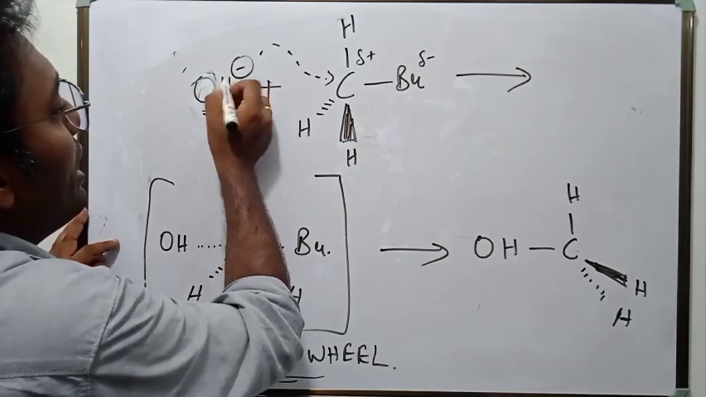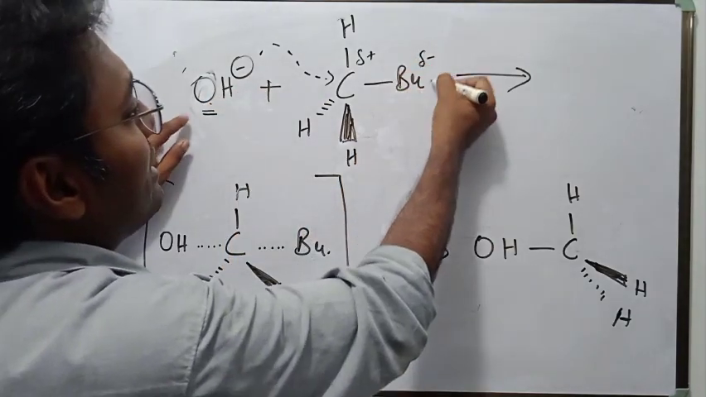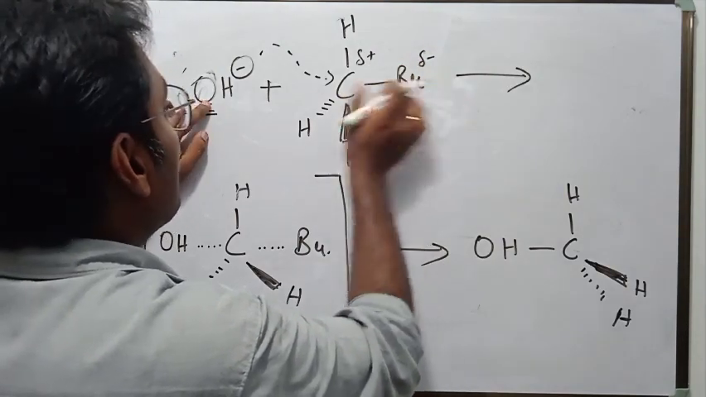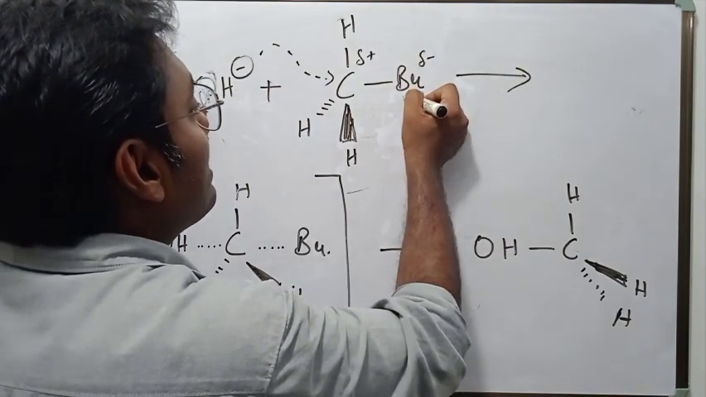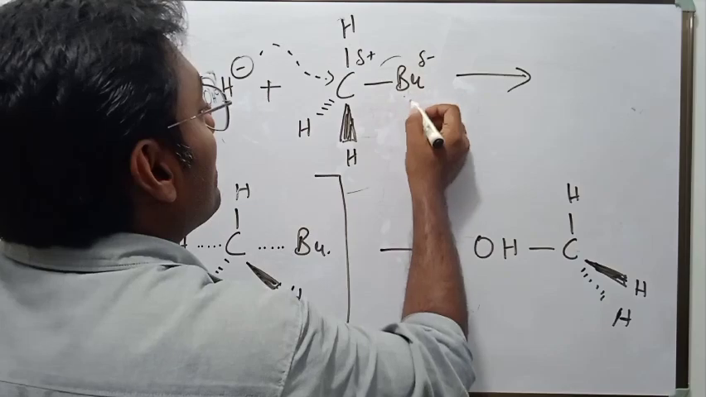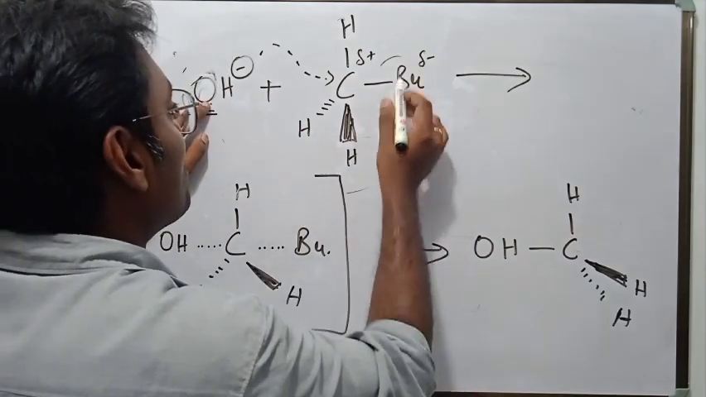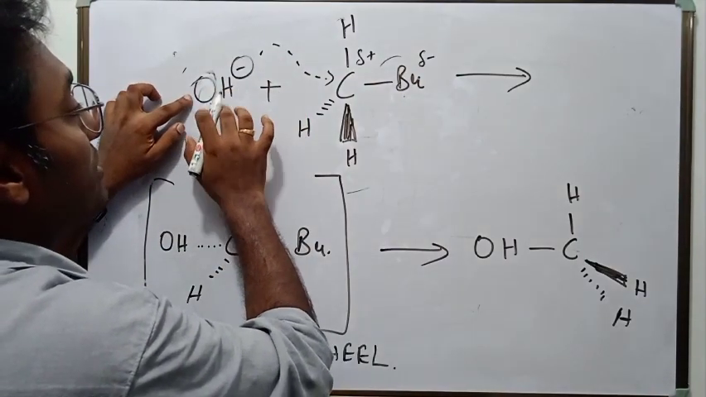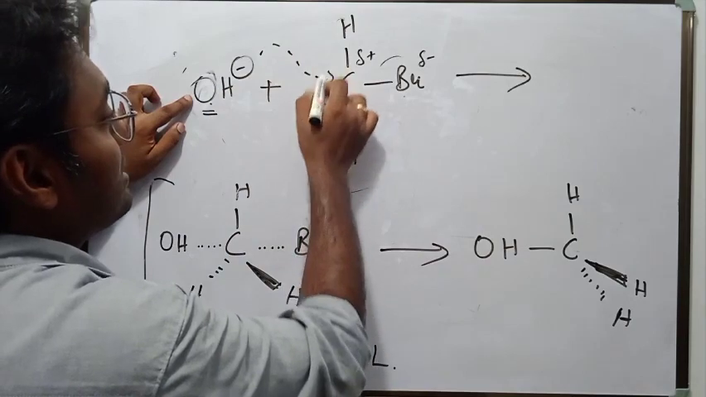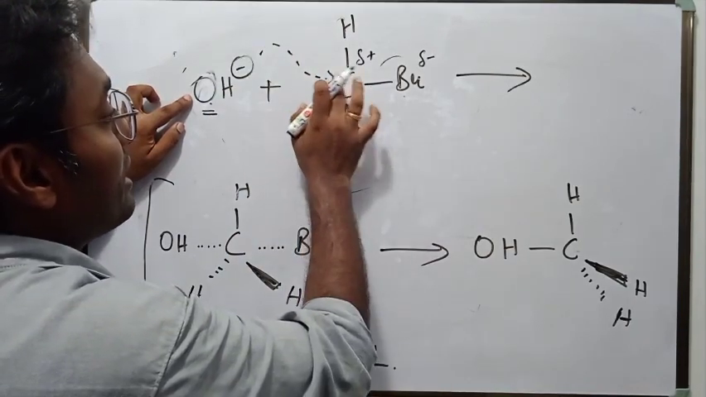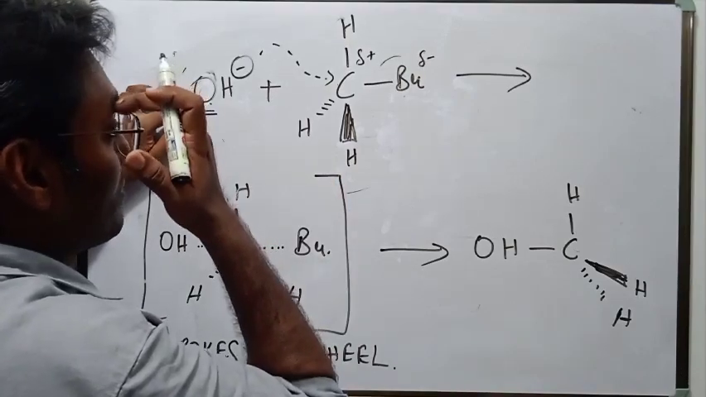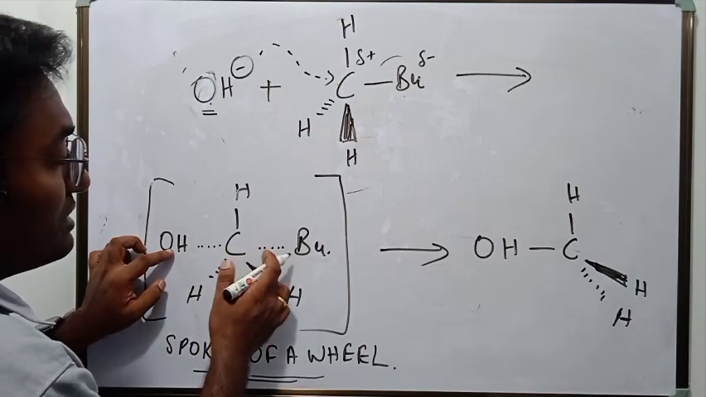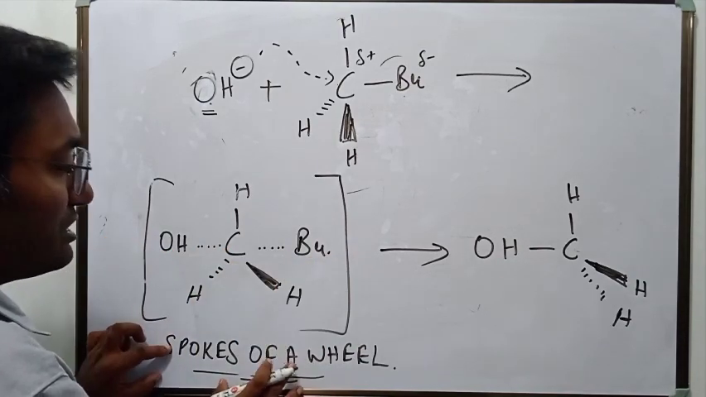So here, as you can see, the Br has not completely left the carbon, correct? It is still here. So if the OH wants to attack from here, it can't, because there is already another nucleophile. In fact, OH may get repelled by this nucleophile because both are negative in charge. The only option left for this nucleophile, OH minus, is to attack from the backside. There is no other option. And when it attacks from the backside, as we said earlier, the C-OH bond is partially formed and the C-Br bond is partially broken, and we get a transition state like the spokes of a wheel.